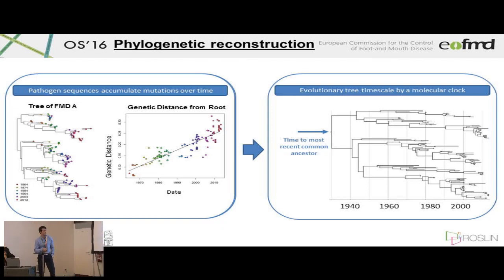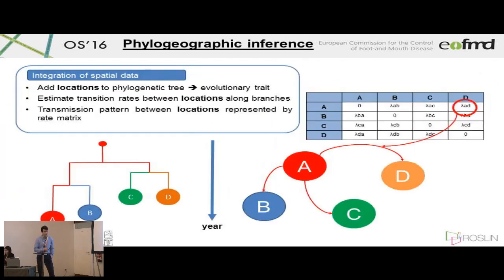Once we think that molecular clocks exist, we can create time-scaled evolutionary trees where the branch lengths are in years and express the time of divergence between the two branches. We can also incorporate spatial data in those trees, for example, locations. And from the data, we can estimate transmission rates between the different locations we've incorporated.